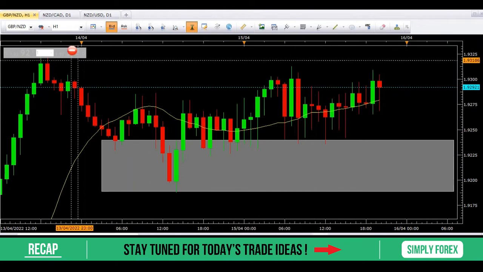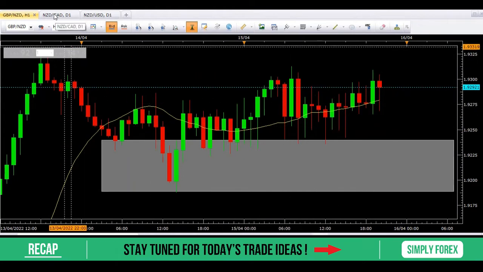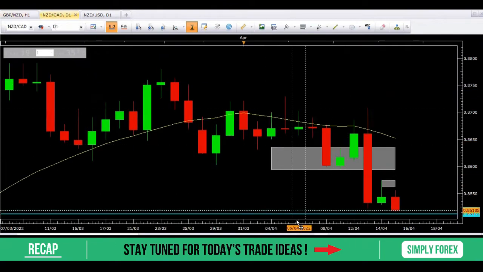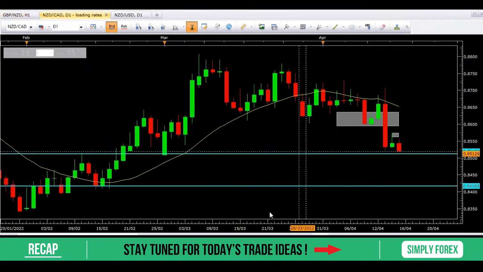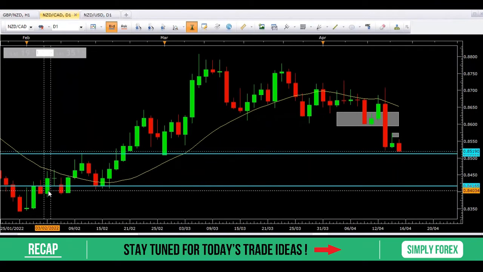That was basically because of the holidays. The next pair was the New Zealand dollar against the Canadian dollar. Price was in an uptrend, higher highs, higher lows, higher highs, higher lows, higher highs, higher lows. It didn't form a higher high, so this always worries me, guys. This tells me that structure is perhaps breaking down.